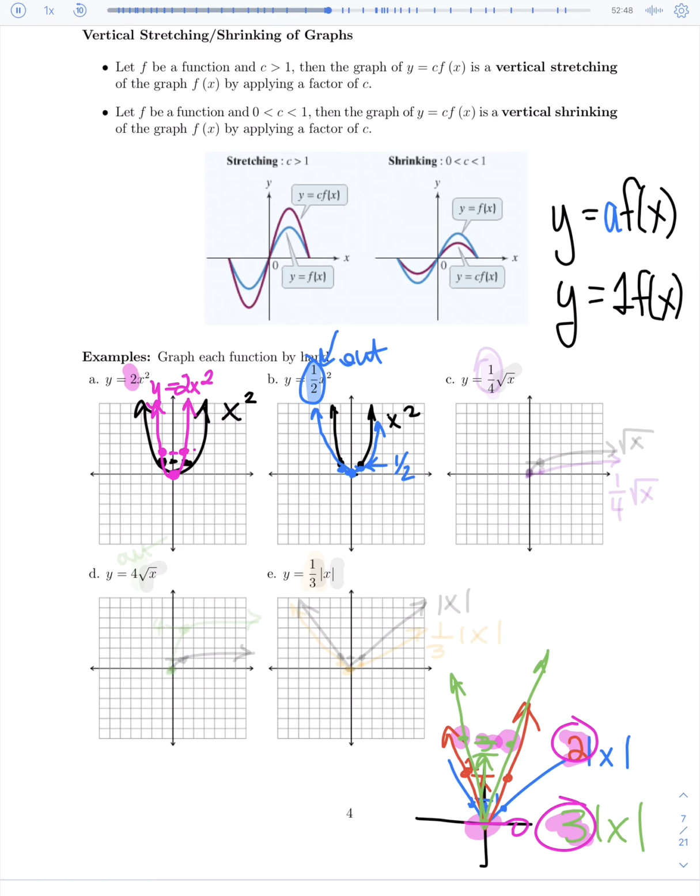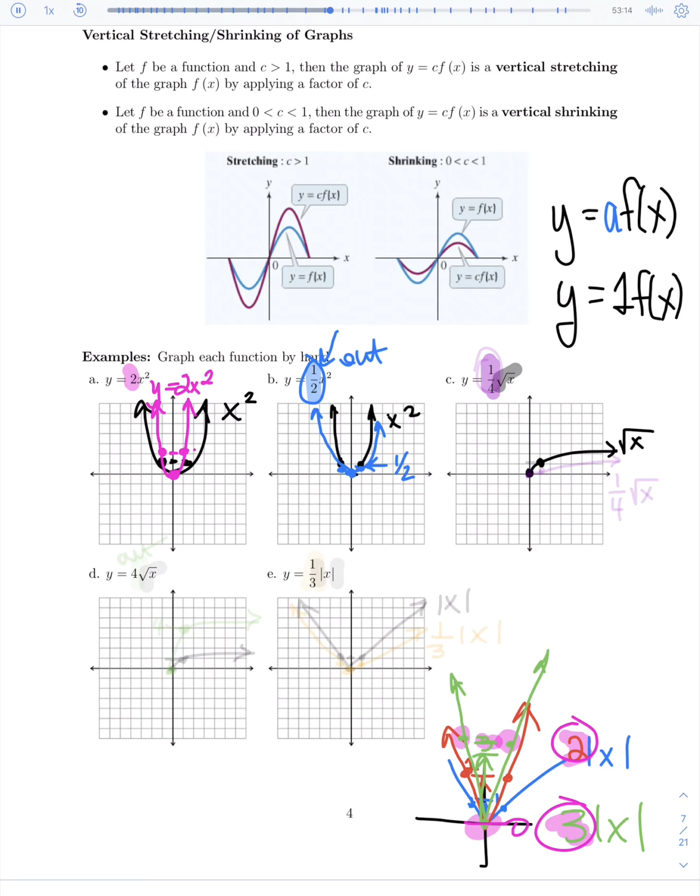Let's take a look at one more. Let's take a look at C. In C, we've got a different graph this time. Be careful. We've got the square root graph, which is half of a parabola on its side. It goes through 0, 0, and 1, 1. So the normal square root graph without anything affecting it is looking like this, where it goes through 0, 0, and 1, 1. The question is, what is this 1/4 going to do?